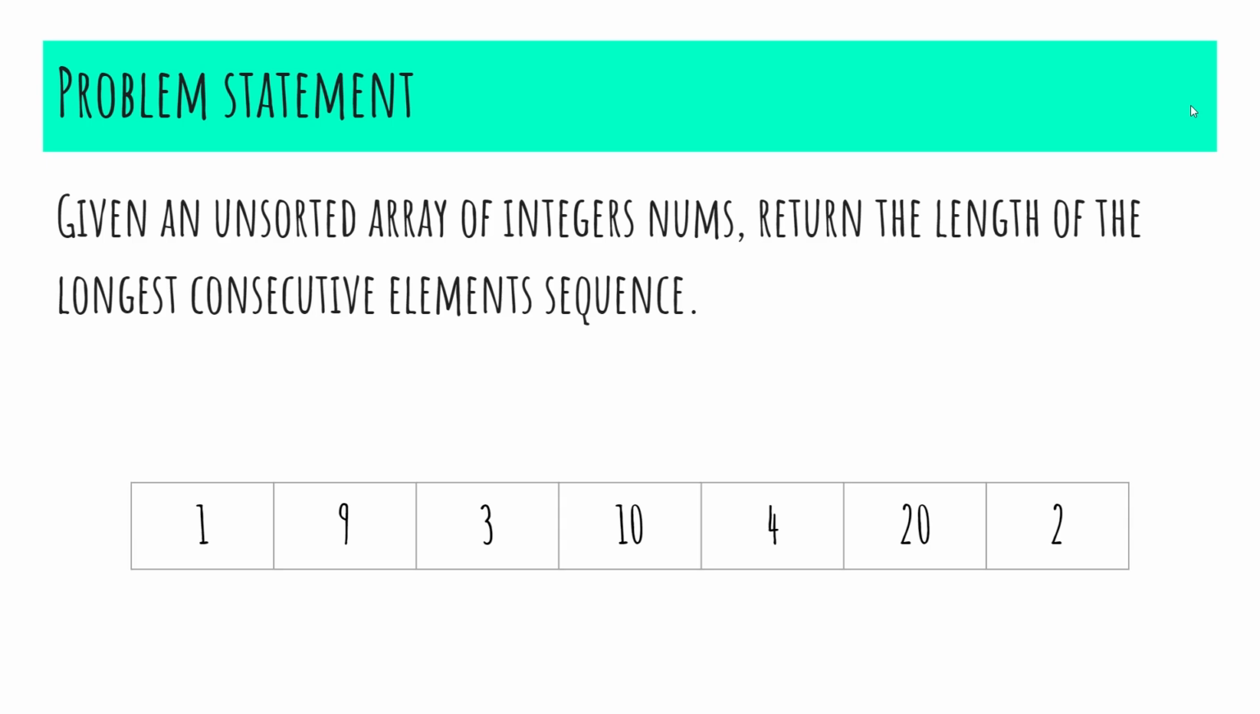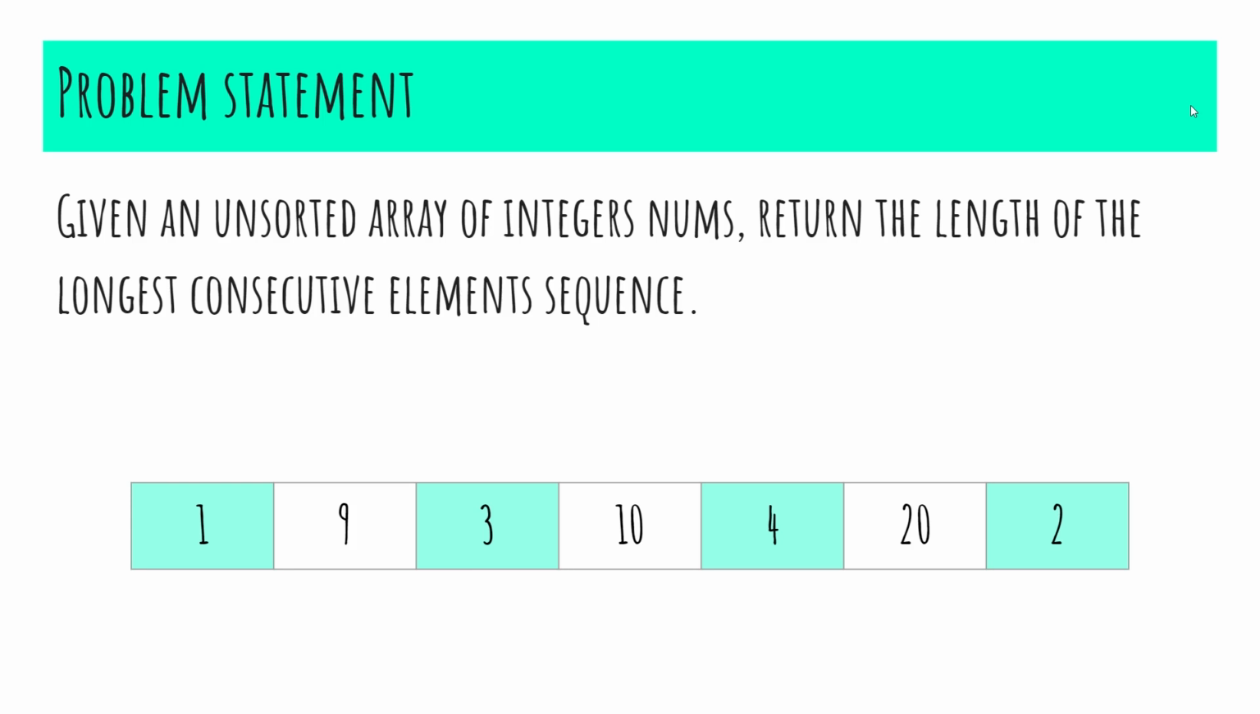Let's assume this is our unsorted array of integers given to us. We are going to return the longest consecutive element sequence present in this array. That is, in this array, 1, 2, 3 and 4 will make the longest sequence of consecutive elements, whereas 9 and 10 are also consecutive elements, but their length is only 2. Therefore, we'll be considering the longest length and returning 4 here.